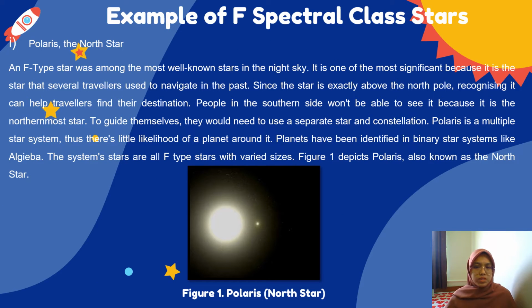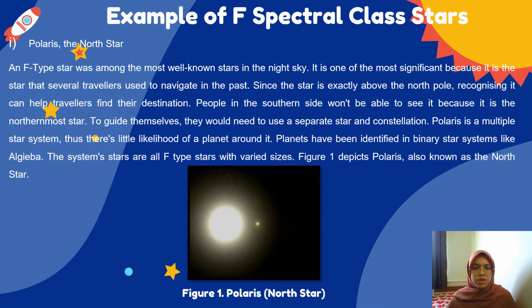Example of F-spectral clusters. First, Polaris, the North Star. An F-type star, it is among the most well-known stars in the night sky. It is one of the most significant because it is the star that several travelers used to navigate in the past. Since the star is almost exactly above the North Pole, recognizing it can help travelers find their destination. People in the southern side will not be able to see it because it is the northernmost star. To guide themselves, they will need to use a separate star and constellation.